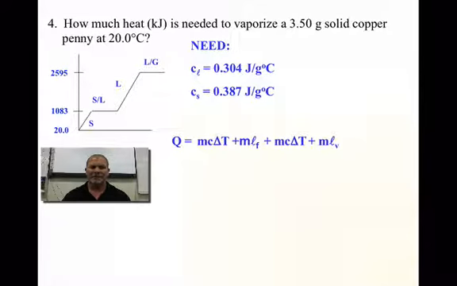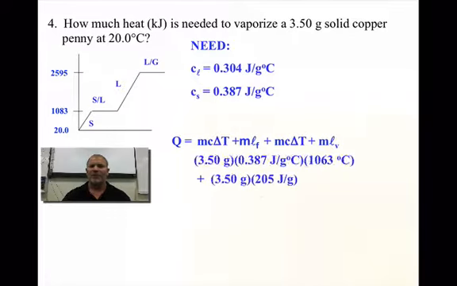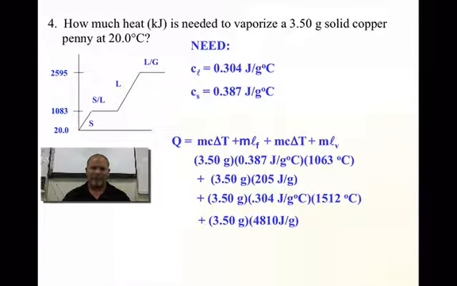So my first delta T started at 20 and went up to 1083. So you went through a 1063 degree change, and then the second baby Q, or the second delta T, ran from 1083 all the way up to 2,595. So you do all the work. The sum of your baby Qs gives you your overall Q.